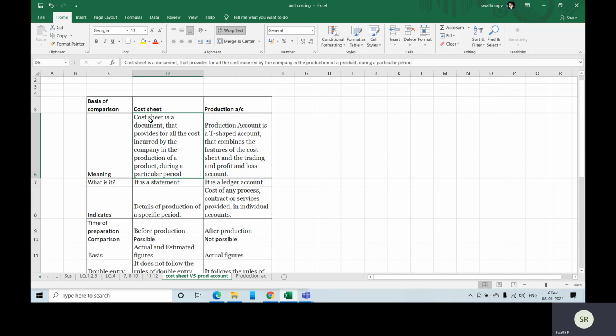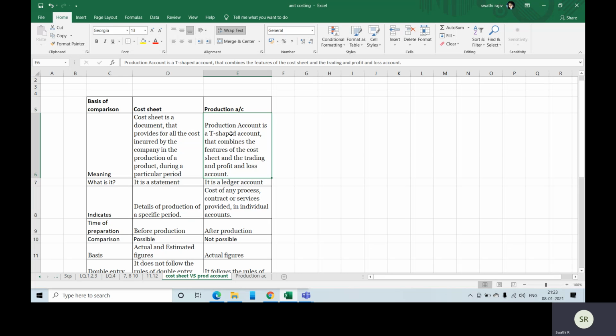You will know the entire cost of how much you have spent and also how much we have produced, how much is our closing stock, all these things in units or tons as well, along with the cost. That is your cost sheet. So it provides all costs incurred by the company in production of a product during a particular period of time. Now, what is production account then?